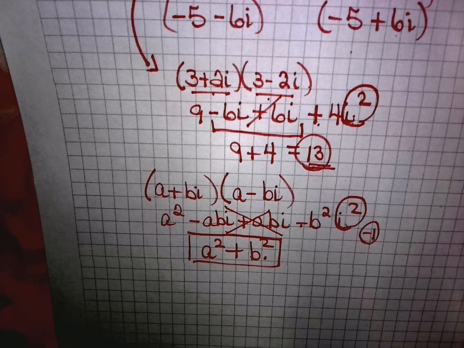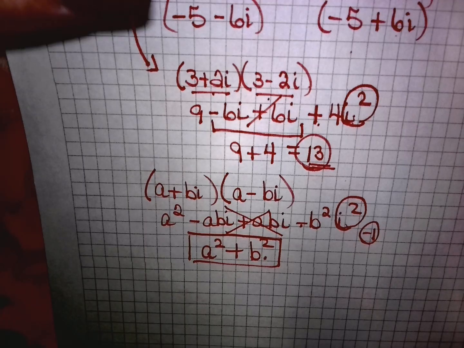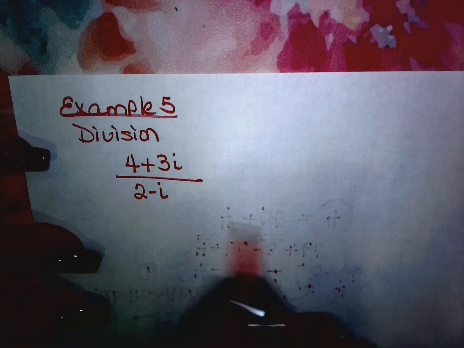Now, why do we need these? We need them so that we can do division. Okay? So example 5. Division. Let's say I have 4 plus 3i, and I am dividing it by 2 minus i.